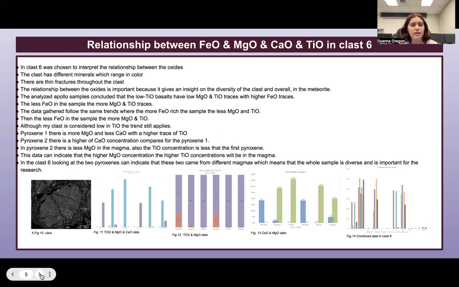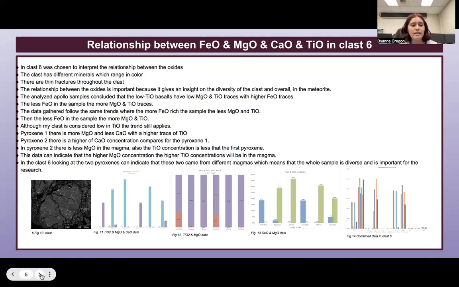Previous research on the Apollo samples indicated that the low titanium oxide basalts have low magnesium oxide traces and higher iron traces. Therefore, the less iron in the basalt, the more magnesium and titanium in the sample. The data gathered in clast 6 in figure 10 follows the same trends as the Apollo samples, although clast 6 is considered low titanium oxide because the traces are less than 10%. The concentrations still follow the same trends and patterns as the Apollo samples.